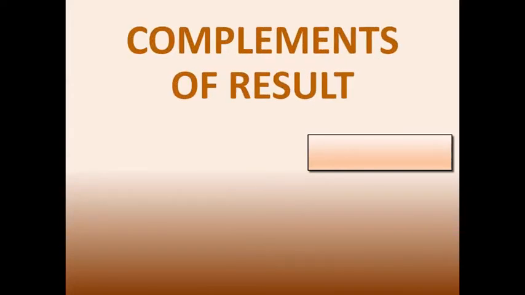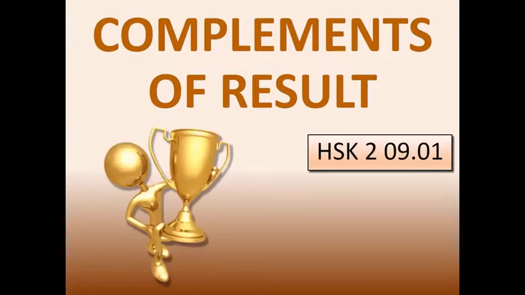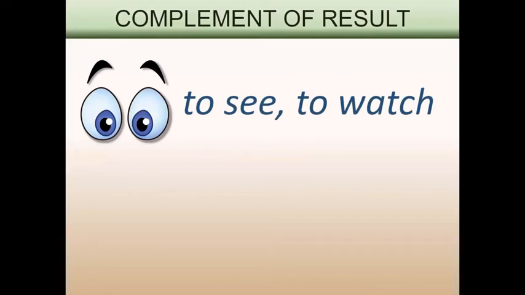This is HSK 2, lesson number 9, and we're going to see grammar point number 1, complements of result. This is one of the most complicated things to understand from HSK 2, referring to grammar points, okay? Because for us, foreign students of Chinese, we don't usually, in our mother tongue, use this kind of complements, okay? So, first of all, I want you to understand a little bit what is the function of these complements of result and how do we use them in Chinese, okay?